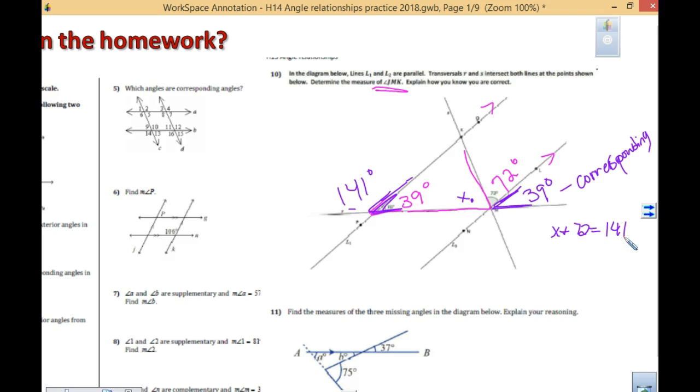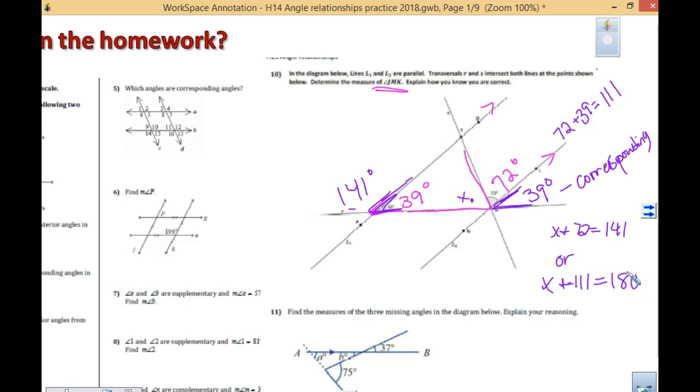I had some people solve it that way. I had some people add 72 and 39. If we add 72 plus 39, we're going to end up with how much? 111. If we add 39 and 72. And so if I'm looking at that, I now know if I add 111 plus x, it has to equal 180. X plus 111 has to equal 180.